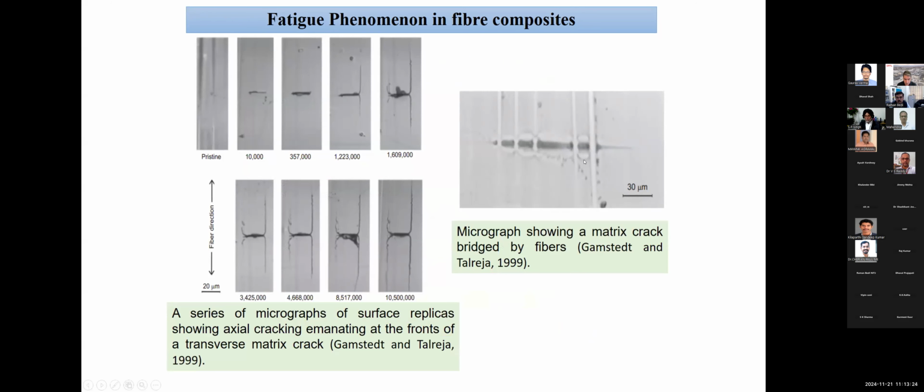One figure which I like, again from Talreja, a very old text, is where they show the crack bridging, where we find that the crack bridging is clearly visible in this particular image. Very typically used in my lectures on composite material fatigue for normally PG students, where it is very easy to visualize what is there.